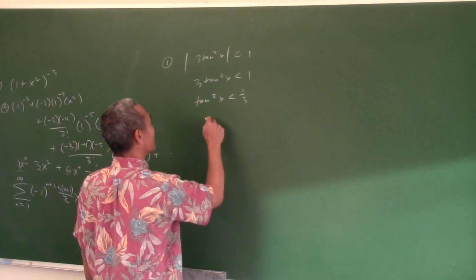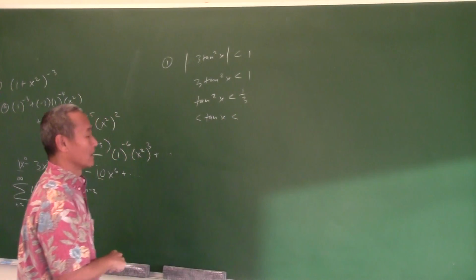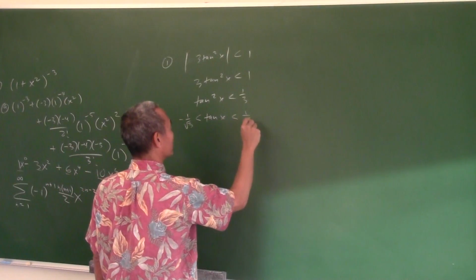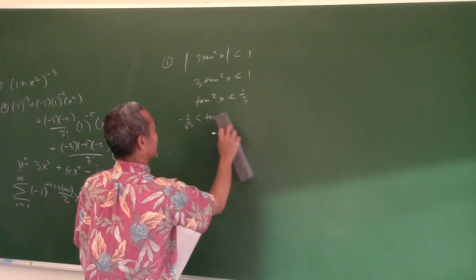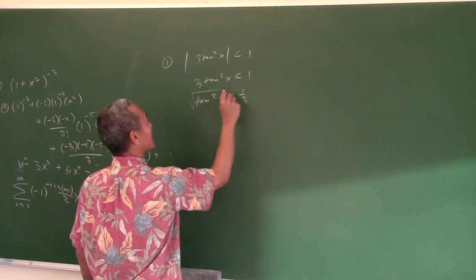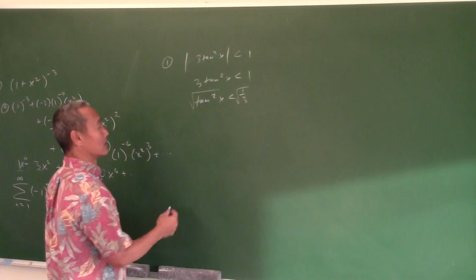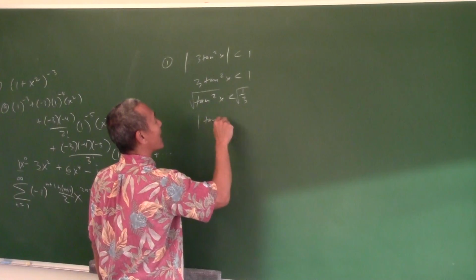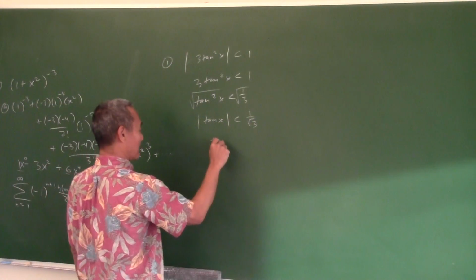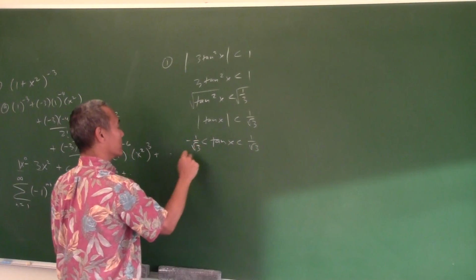Well, doesn't this simply mean tangent x is between negative 1 over root 3 and 1 over root 3? You know what? I changed my mind. Let's do it this way. Square root both sides, because let's see if you remember anything. What's the square root of something squared? That's right, absolute value. And then now, this means tan x is between 1 over root 3 and negative 1 over root 3.